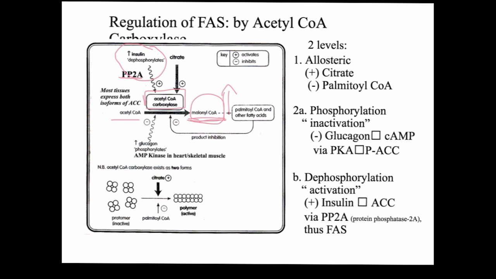This is negatively regulated by its end product, so if you have a buildup of your fatty acids, that will inhibit it. If you're in the fasted state, glucagon will cause an increase of cyclic AMP and an increase of PKA, and that PKA can come in and it will phosphorylate acetyl-CoA carboxylase and inhibit it. So you've seen this pattern before. Insulin will dephosphorylate, PKA will phosphorylate.